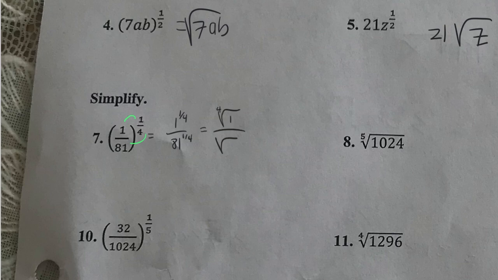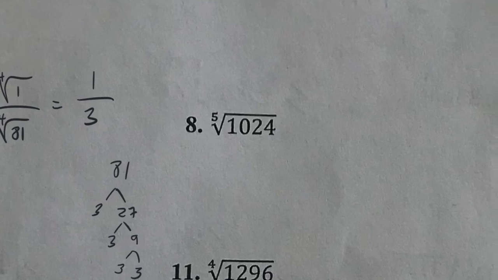And then we have the fourth root of 81, and the fourth root of 1 is just 1, and the fourth root of 81 is just going to be 3. You can always verify that by doing the prime factorization, and you would quickly see that there's 4 of these 3s, so 81 is 3 to the 4th, so who gets out of jail? Just 3. Okay, so that's that one.